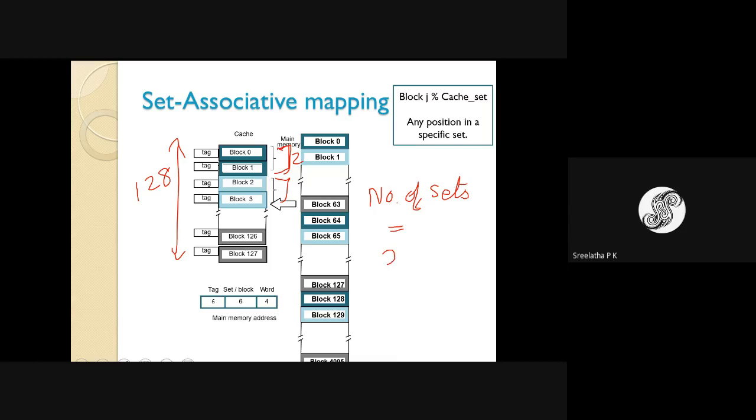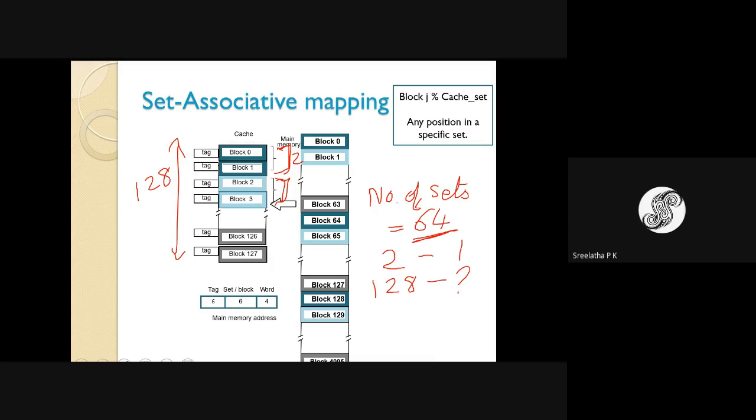2 blocks form one set. 128 blocks form how many sets? Can anyone tell me how many sets in cache, in this particular example? There are 64 sets. So the cache memory of 128 blocks is divided into 64 sets.